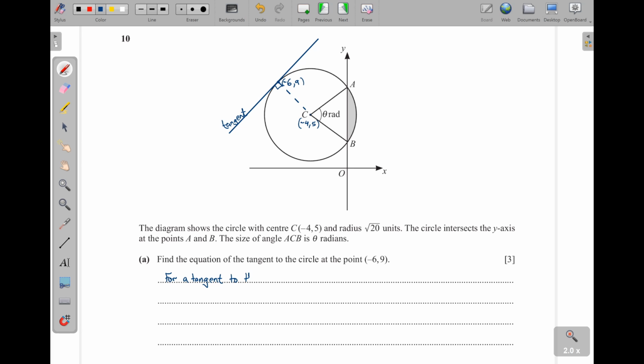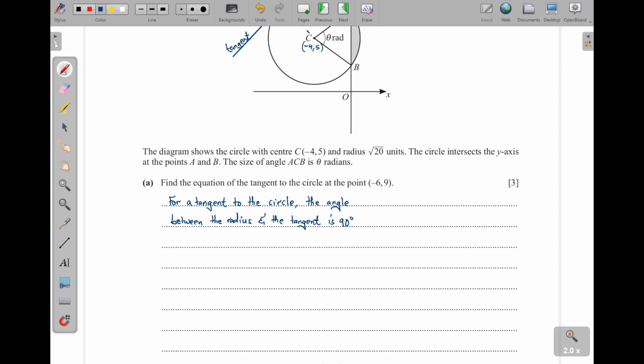Okay, so I'll begin by writing: for a tangent to the circle, the angle between the radius and the tangent is 90 degrees, or in other words, the radius and the tangent are perpendicular.